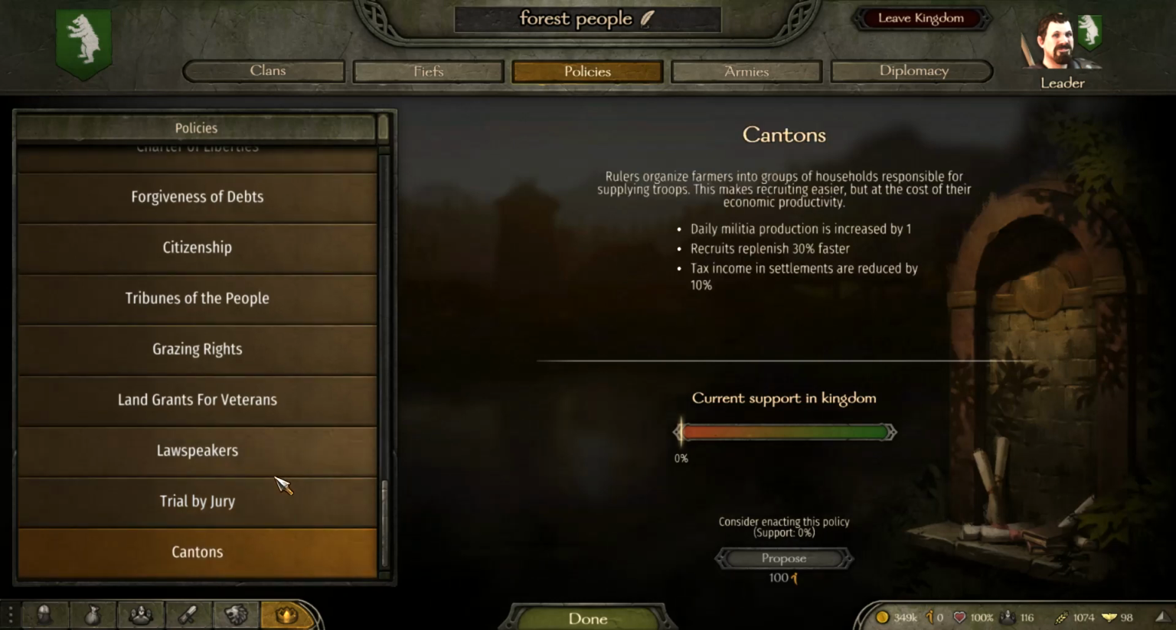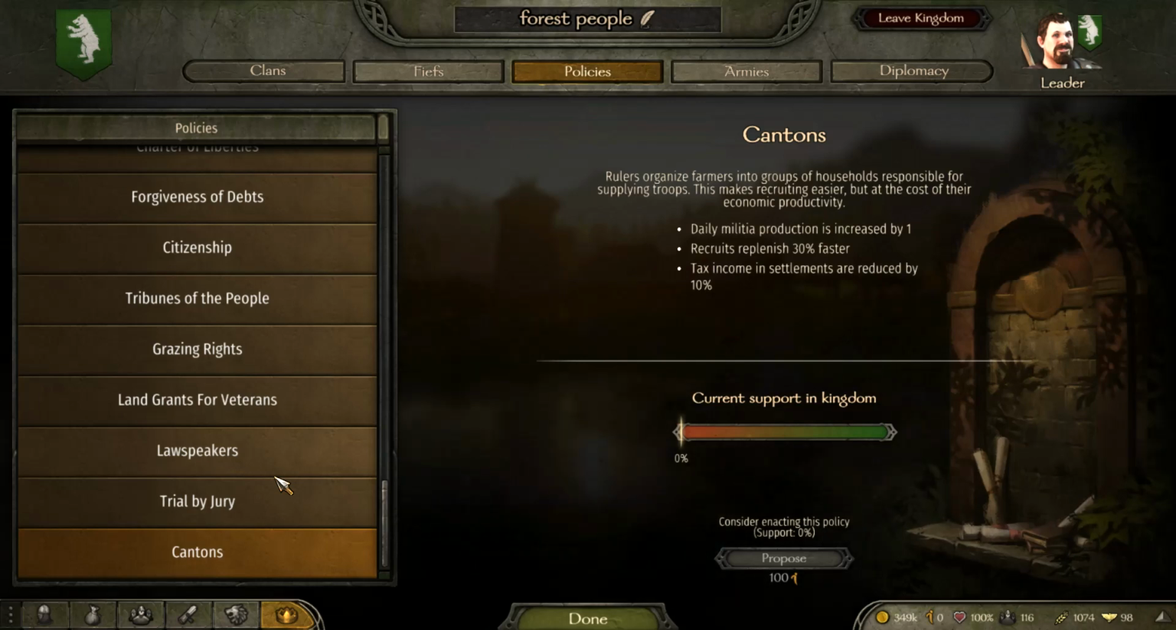And the last one here, we've got cantons. So daily militia production is increased by 1, recruits replenish 30% faster, and tax income from settlements are reduced by 10%. Now it's 10%, which is a huge amount of tax, however, you've got to consider your recruits are going to replenish 30% faster, and you're going to boost your militia production by 1 everywhere. So that's actually really good.